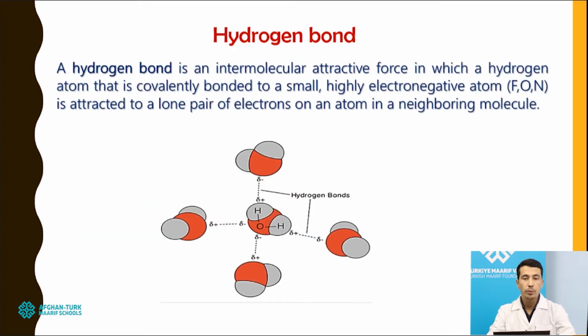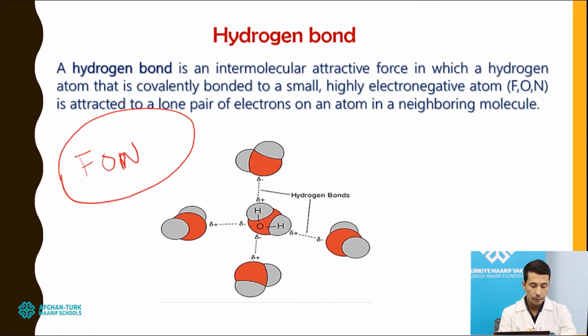The next one is hydrogen bonding. Hydrogen bonding is formed when hydrogen is covalently bonded with fluorine, oxygen, or nitrogen. These three are the most electronegative elements. We can write it in short form as FON: fluorine, oxygen, and nitrogen. If hydrogen has a bond with one of these three, then a hydrogen bond is formed between molecules. Let me give an example.